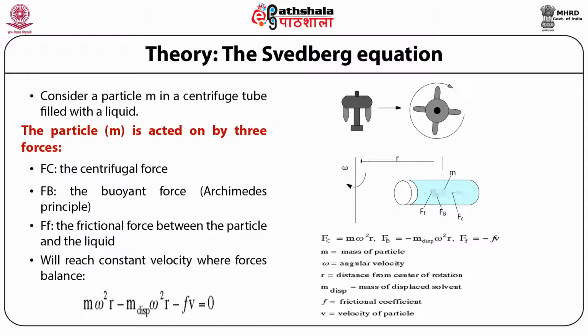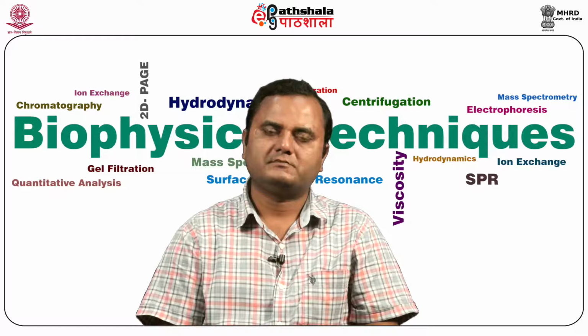and it will reach a constant velocity where the forces balance each other. You can see here in the equation that m omega square r minus m dispersion omega square r minus fv equals 0. It means that these two forces, buoyant force and frictional force, counterbalance the centrifugal force, and that is the basic principle of ultracentrifugation technology.